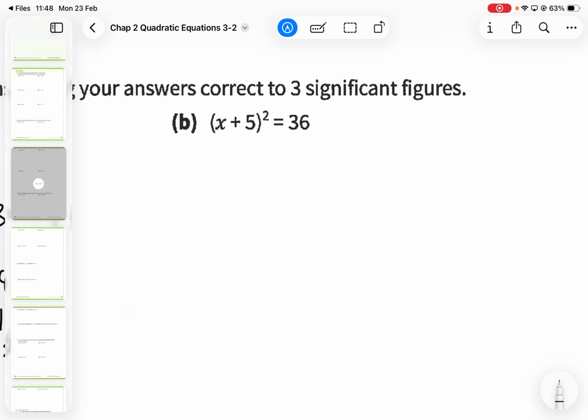Then part D, also same, take square root on both sides. Just that square root of 8, we don't have a whole number, but it is still the same.